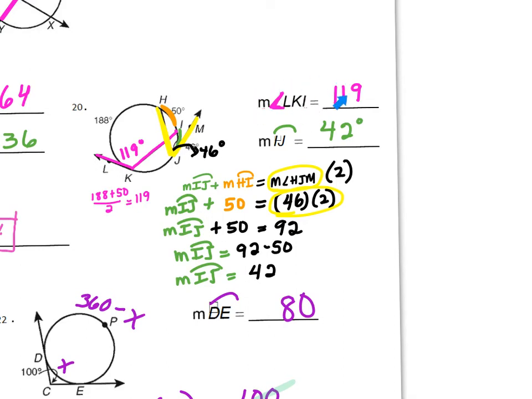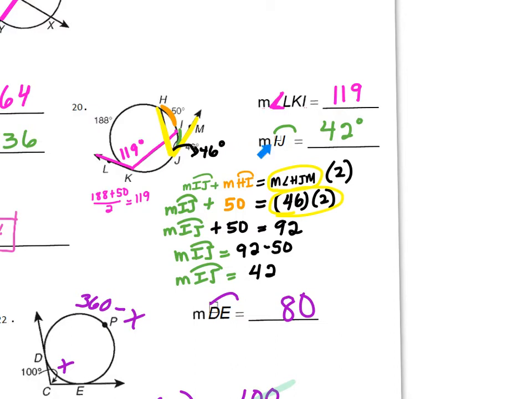Number 20. They're asking us to find this pink angle here, which I found to be 119. The way I found it was by adding the 188 plus this orange arc here, which is 50. So this entire thing is where my angle starts and ends. So I'm going to add them together and divide by 2 and I get 119. That's how I found 119.